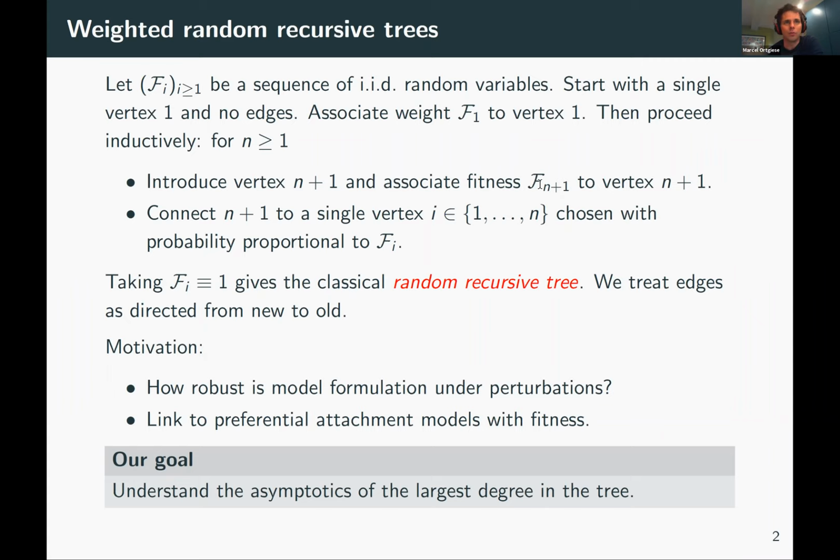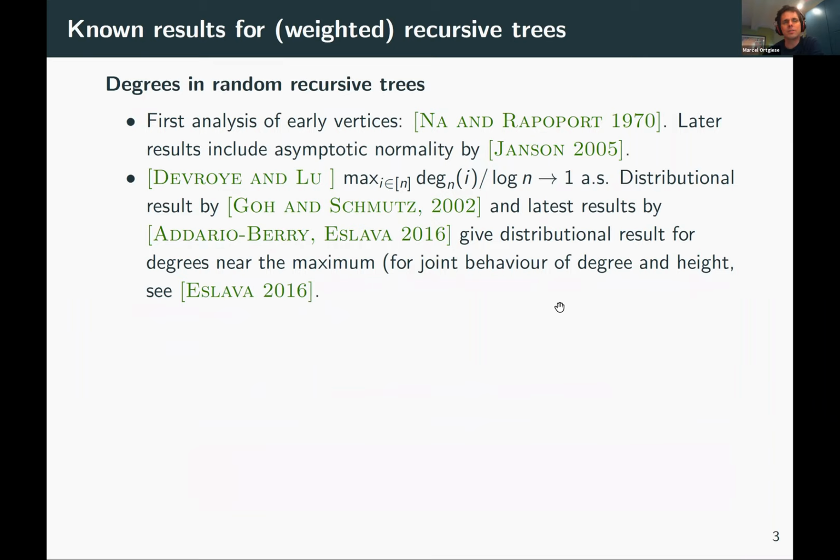Good, all right. So a quick overview of what's known. I don't really want to go into details here. The original model for random recursive trees, where you have constant fitness weights, has been studied since the 70s, and there's a lot of stuff known. I won't give you much of an overview. Janssen proved maybe one of the latest results, just for a fixed vertex. So you fix an i and ask, how big is the degree of this vertex i?